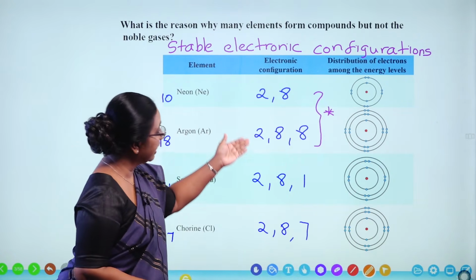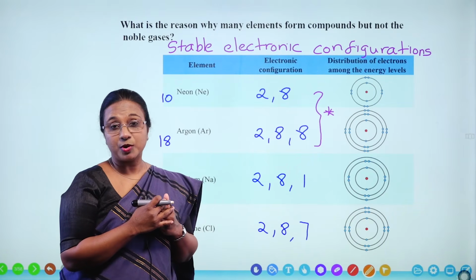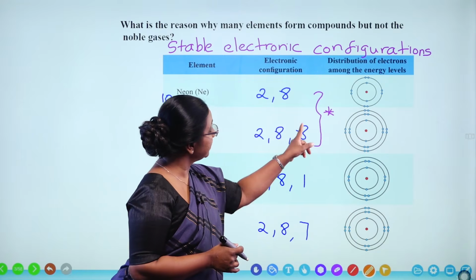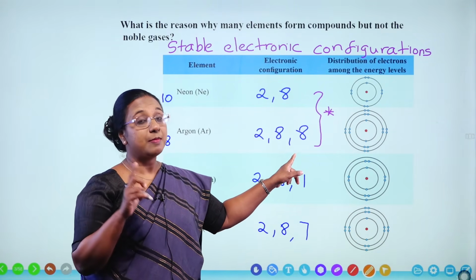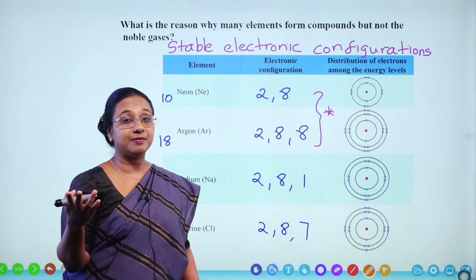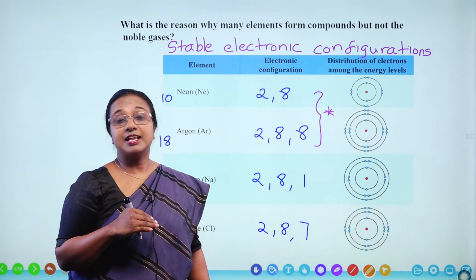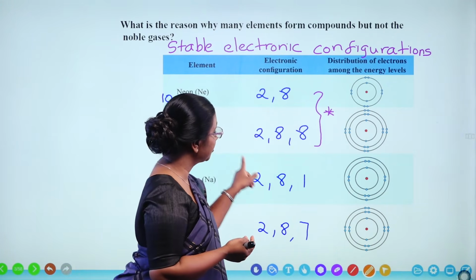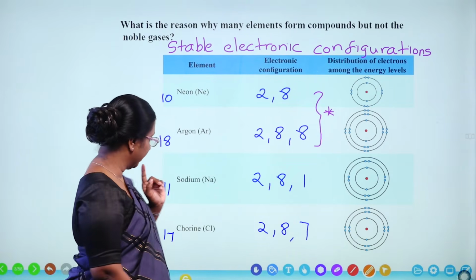Why? Because they have complete shells. They have the maximum number of possible electrons in their shells. Here you can see the third shell, although it can contain 18 electrons, but you can remember even for potassium and calcium, we fill the shell up to 8 and put the next electron into the fourth energy level. Because of that, you can understand this is also a stable electronic configuration.